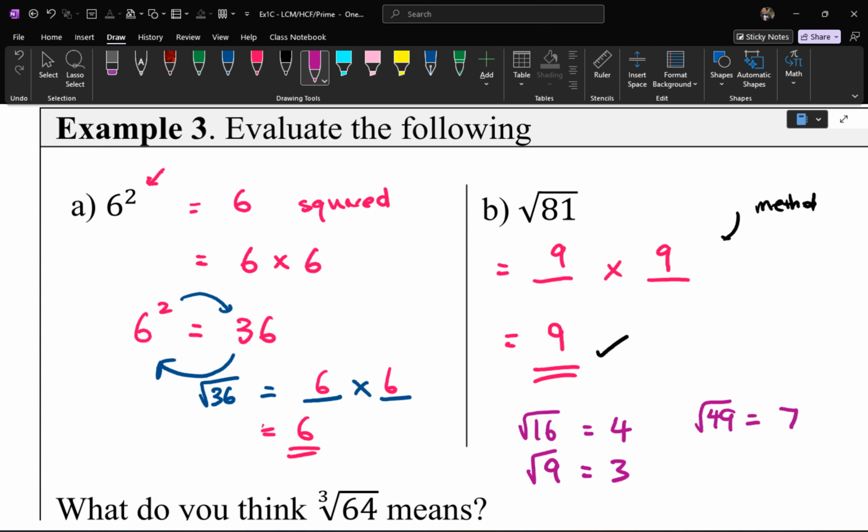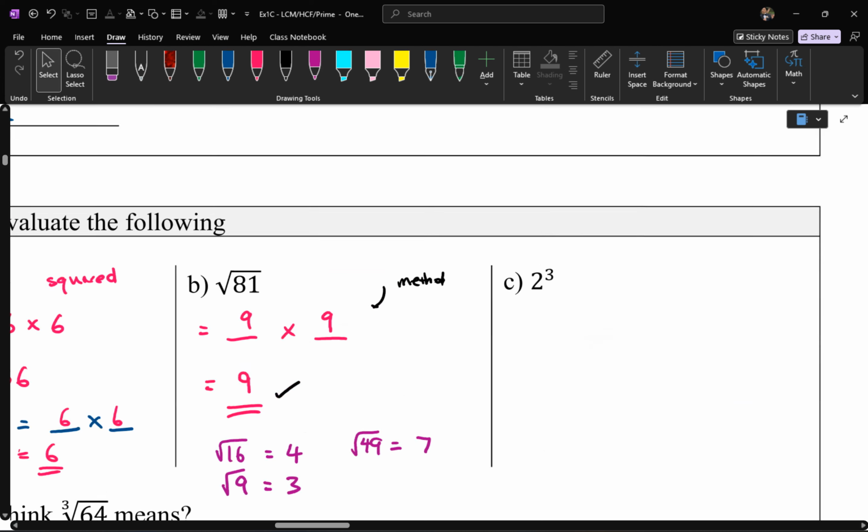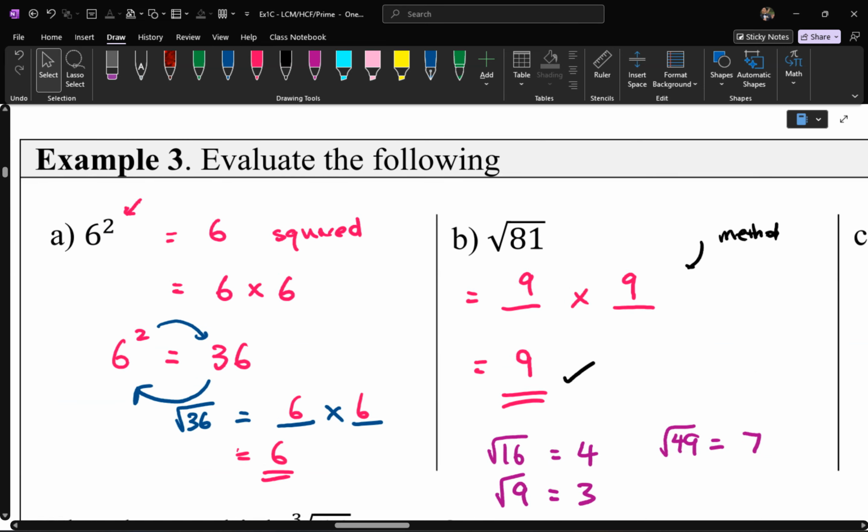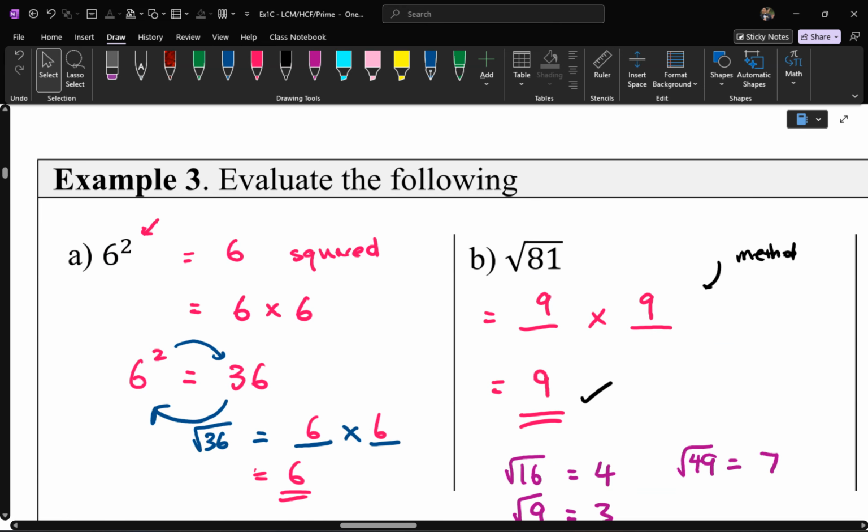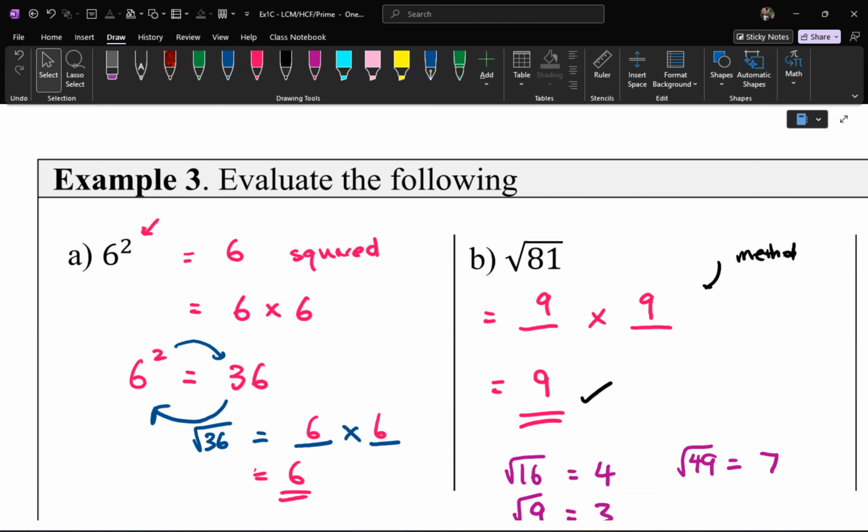Does that make sense? So you've got squaring and you've got square rooting. Square rooting's harder because you have to know your times tables really well. The best way to do this is using your times tables charts. Just look for the 3 times 3, 4 times 4, 5 times 5, 6 times 6. Just look on the diagonal and you can find your squared numbers. Okay?